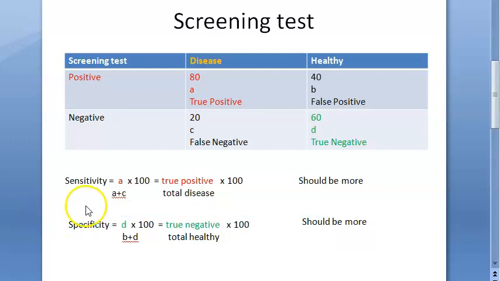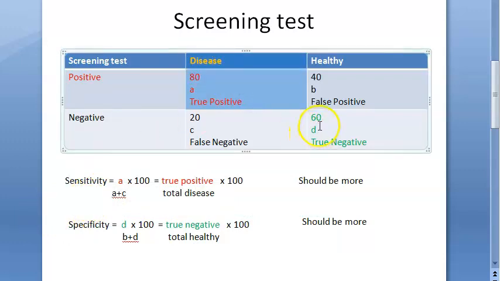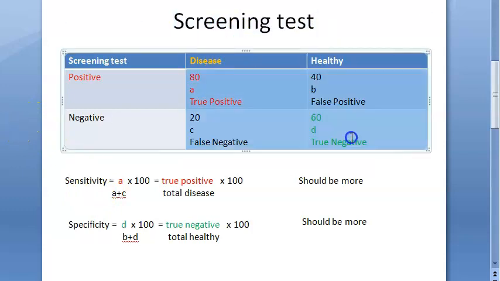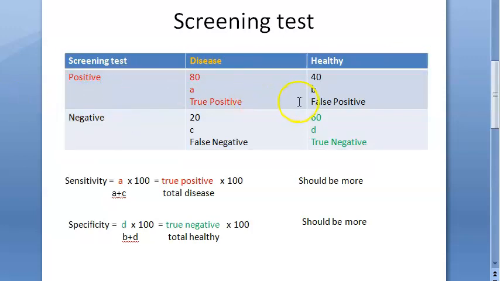We want both of these values to be really good because we don't want to miss out diseases. We don't want to wrongly categorize healthy people as diseased, or leave out the diseased people as negative. So basically, we want to test whether this screening test is good or not. We know exactly who's diseased and who's healthy, and we will see the result of the screening test, positive or negative. We have put these values in here.